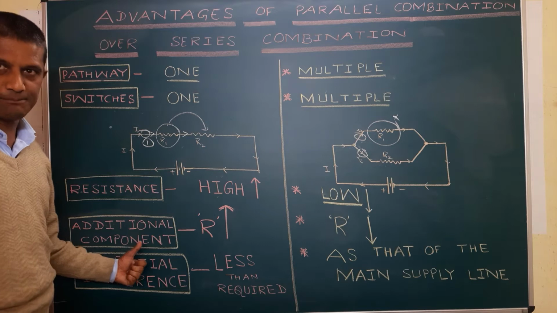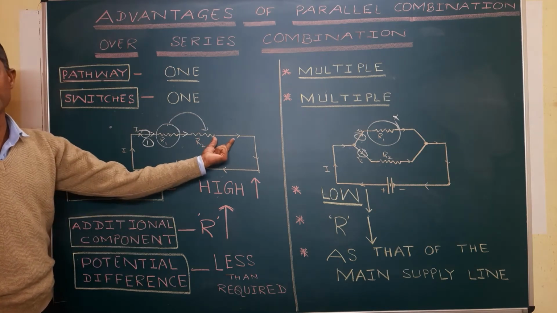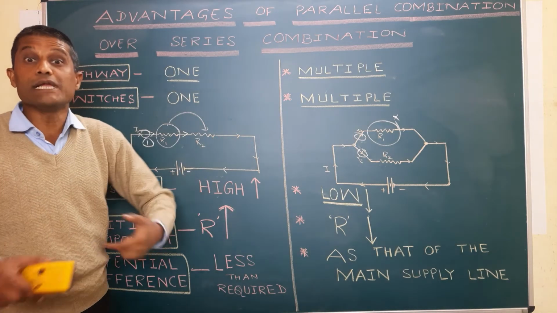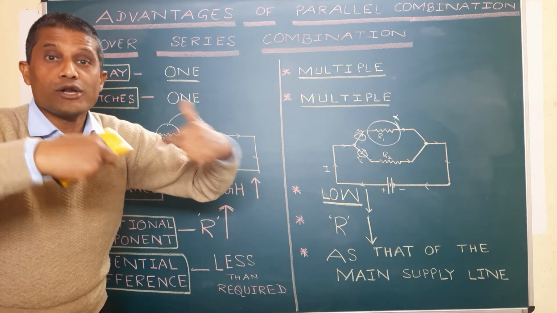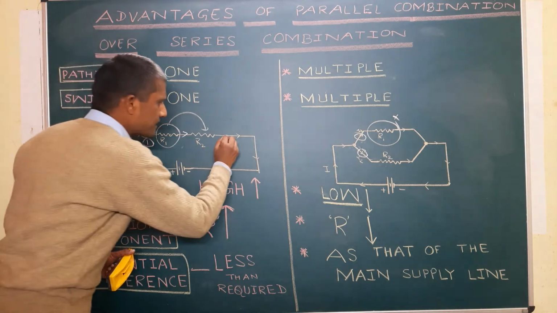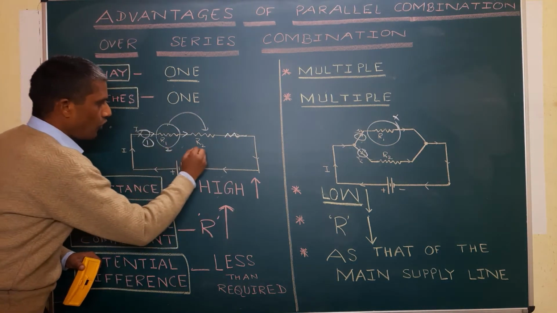Another point, the next bullet point: additional component. If you add an additional component or additional resistor in the series combination, it will increase the resistance even further. More resistance is going to be there if you add additional resistance. I am adding another resistor here. Okay, it is already 2 ohm and 2 ohm.